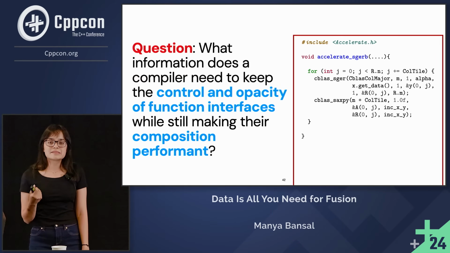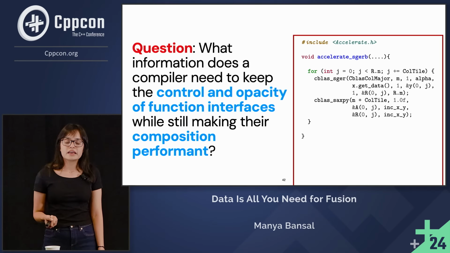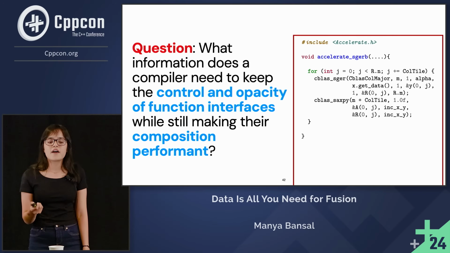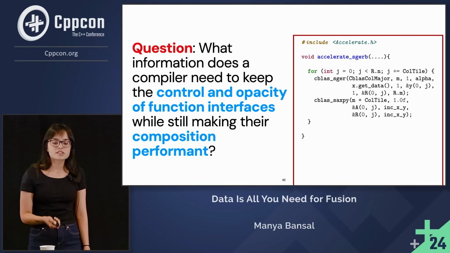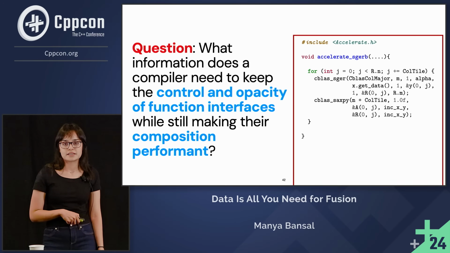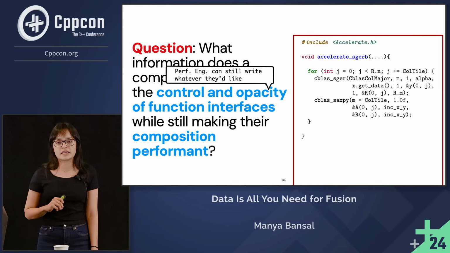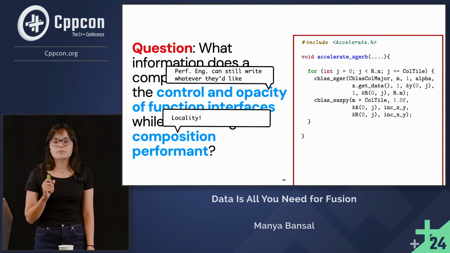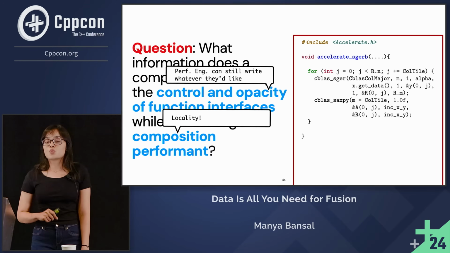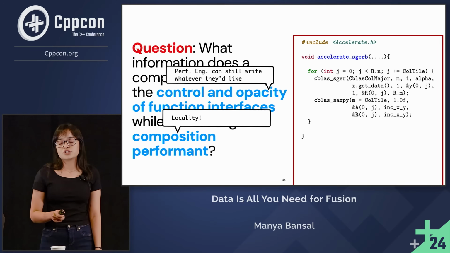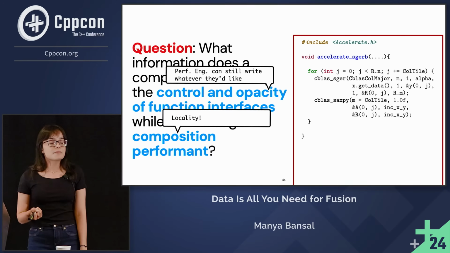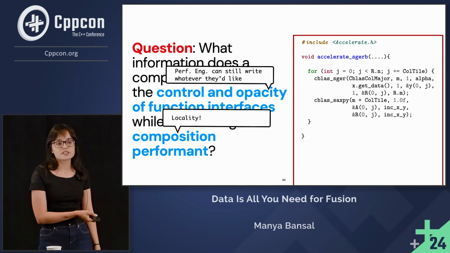The question that I want to spend the rest of my talk discussing is what information can we give our compiler so that we can keep this control and opacity of function interfaces, so that performance engineers can still write whatever they want under these interfaces, while making their composition performant, so while taking advantage of locality automatically. I'm going to spend the rest of my talk answering this question.